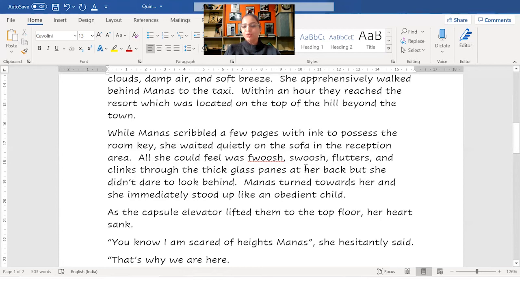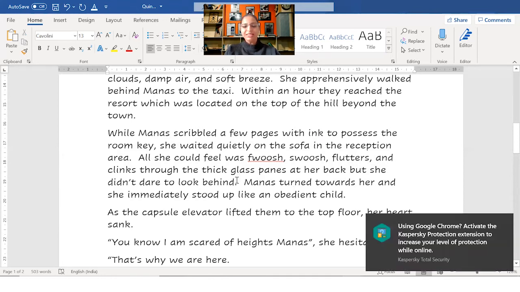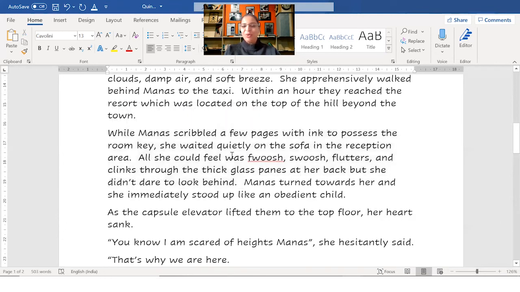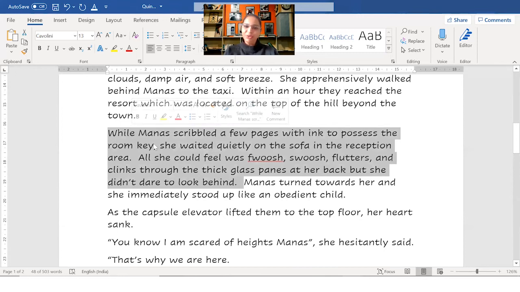All she could feel was swoosh, whoosh, flutters and clinks through the thick glass panes at her back, but she didn't dare to look behind. Now, what is the writer doing here, or what am I doing here? I am trying to show the fear of height, right? So when it is a fear of height, you can use it for a dog, you can use it for a human, you can use it for anybody.